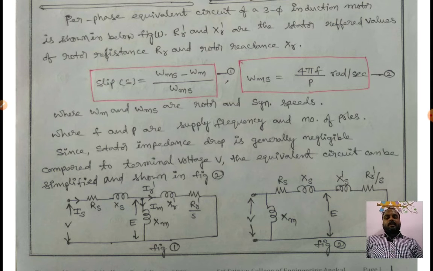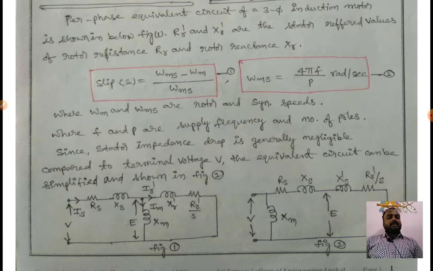Next, slip. As we have seen in earlier classes, slip is equal to Ns minus N divided by Ns, where Ns is the synchronous speed and N is the motor speed. Here in drives, we consider angular velocity, omega. Omega ms is the synchronous speed and omega m is the motor speed. So the slip is equal to omega ms minus omega m divided by omega ms.